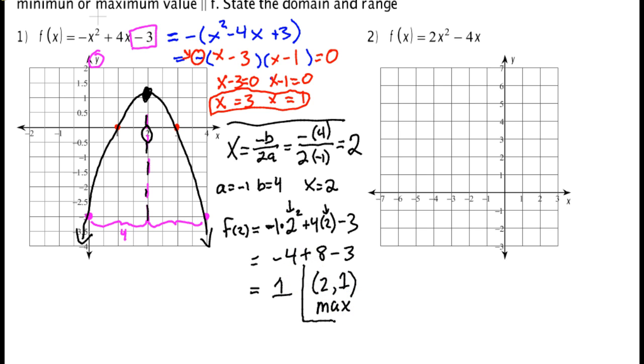So with your vertex, right underneath it, you're going to write min or max. Okay. Another way of looking at this is A is less than 0. A is negative. Anytime this is negative, this is going to be pointing down. Therefore, the vertex is at the top of the graph. All right.